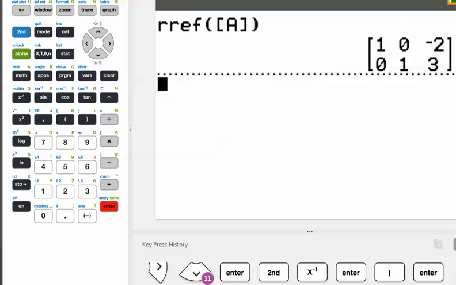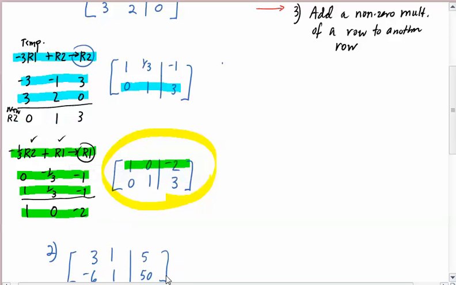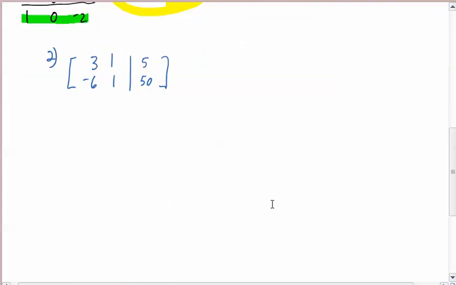1, 0, 0, 1, negative 2, 3. Now that means that our x, let's write what that means, that x is negative 2 and y is 3. Okay, so we just solved this system. We did it with Gaussian elimination, and we checked it with the calculator. Let's take one more. I may have time to go ahead and do the third one. Let's go ahead and take a look at number 2, though.